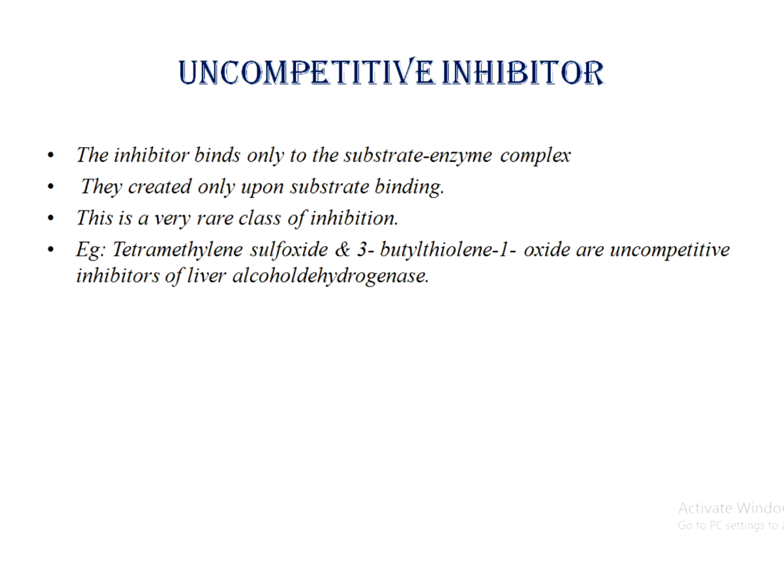Uncompetitive inhibitor. This binds only to enzyme-substrate complexes, which are created upon the substrate binding. It is a very rare class of inhibition. Examples are tetramethylene sulfoxide and 3-butylthiolane 1-oxide. These are the inhibitors for alcohol dehydrogenase.